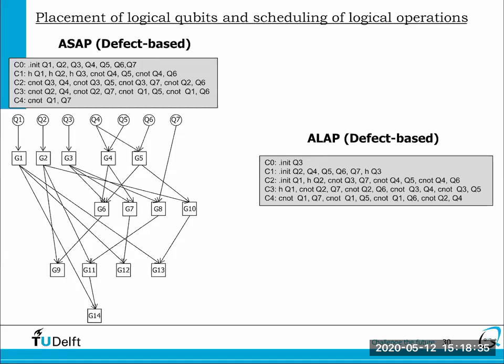Here, when we were scheduling operations, we were assuming that all operations take the same time, right? Because I was assuming, for example, in cycle 1, I can do a Hadamard in Q1 together with a CNOT in Q4, Q5. Is that what happens in reality? Do all operations take the same time?